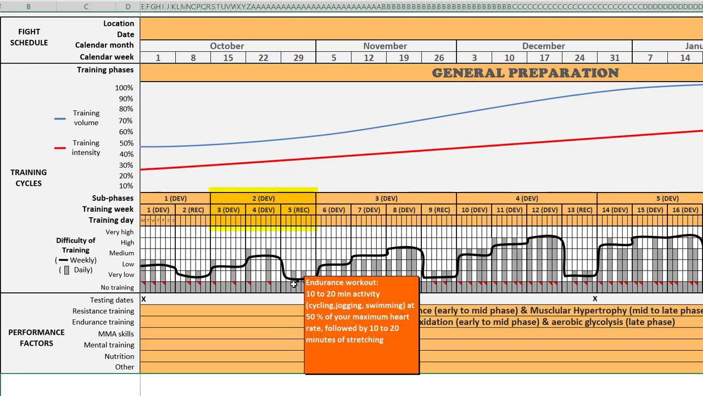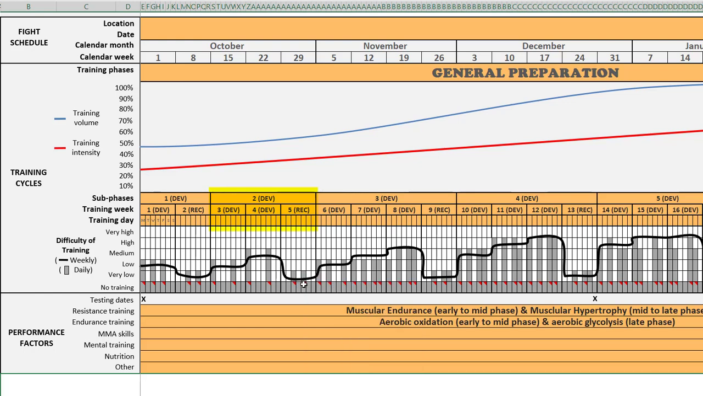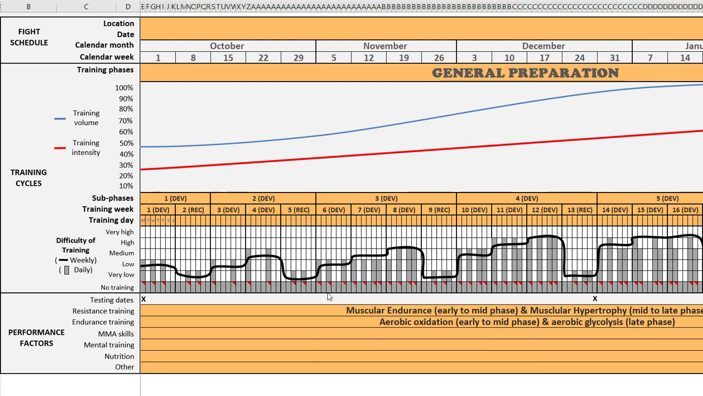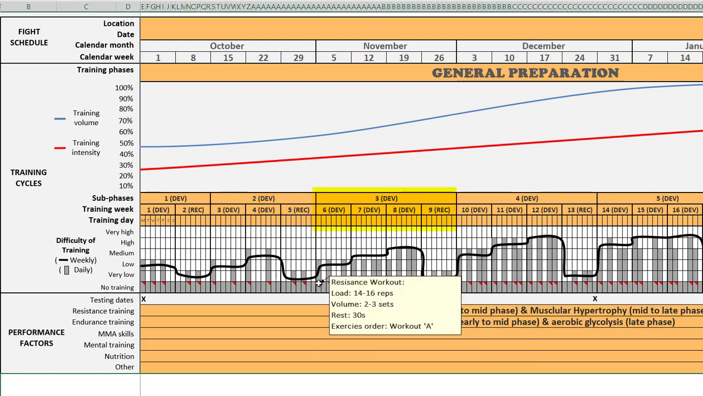And then again, we have our recovery week. We see this pattern. And again, it's the same type of recovery workouts. You can see the endurance workout that we're selecting here. And then for the resistance workout, we're going back to technical proficiency. So let's move on to the third subphase.